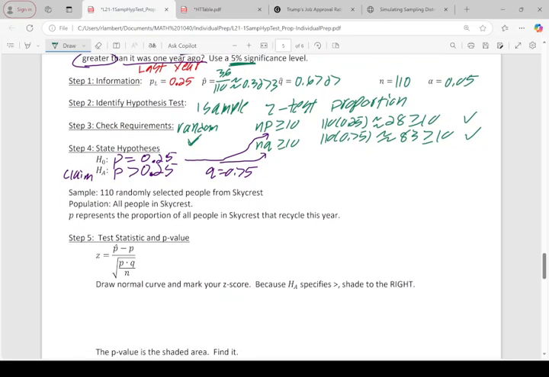Okay, here in our hypotheses, p represents whatever population the sample represents, that's what p is talking about. So the sample is 110 people selected from Skycrest, and the population is going to be all people from Skycrest, and then p is going to represent the proportion of all people in Skycrest that recycle now.